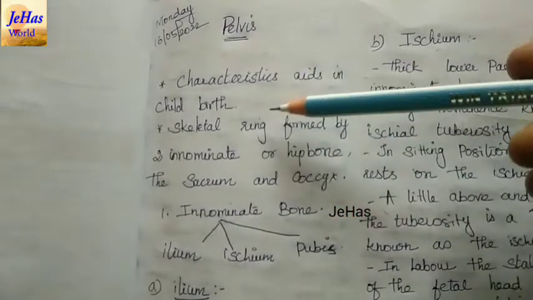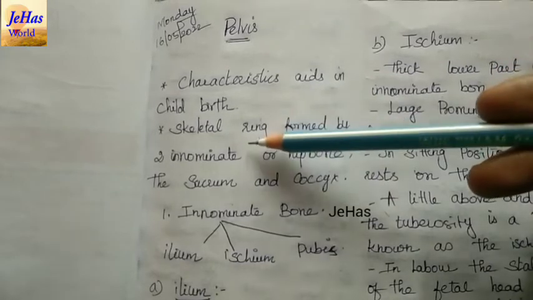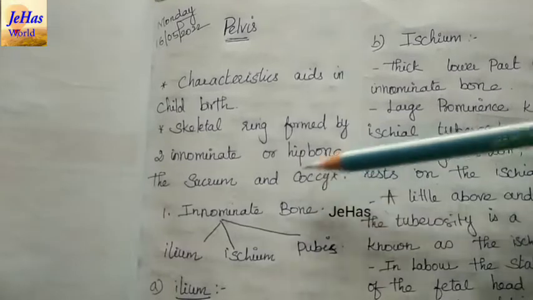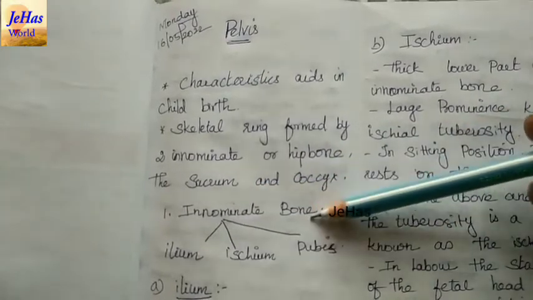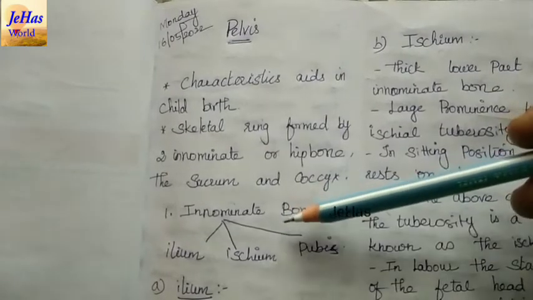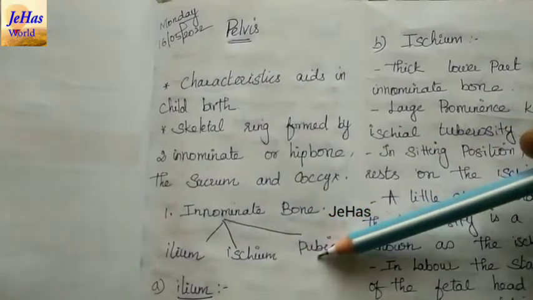Female pelvis, it is a characteristic aid in the childbirth. It is a skeletal ring formed by two innominate or hip bones, the sacrum and coccyx. First, the innominate bone. Each innominate bone is made up of three parts, that is ilium, ischium and pubis.